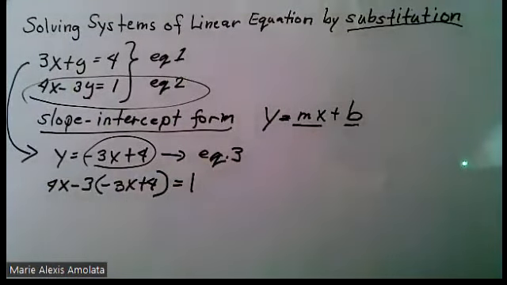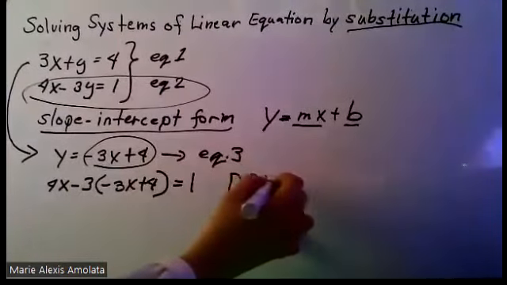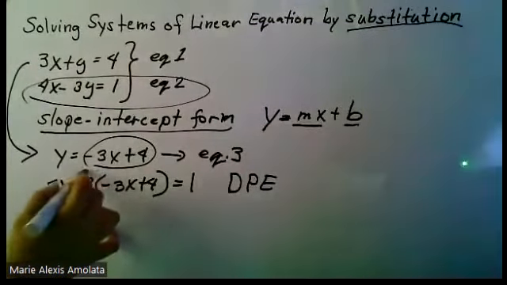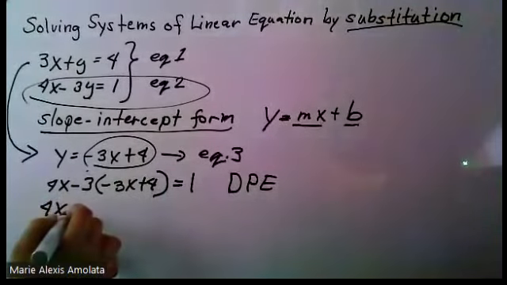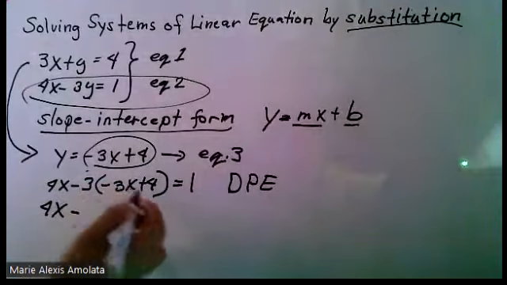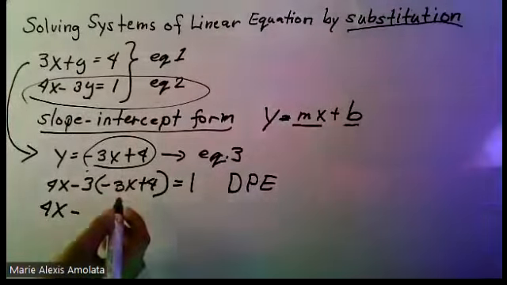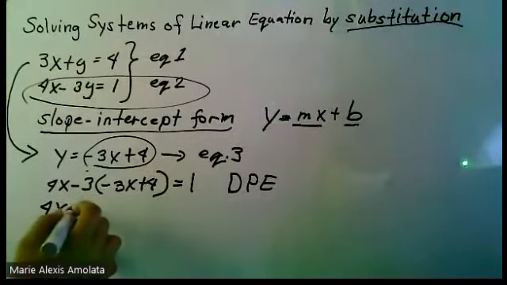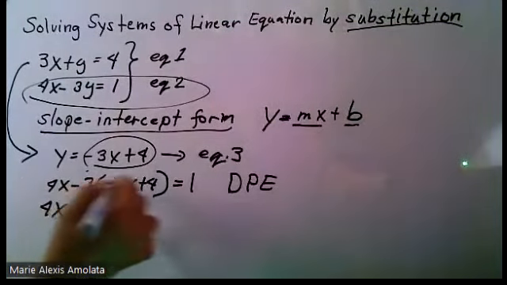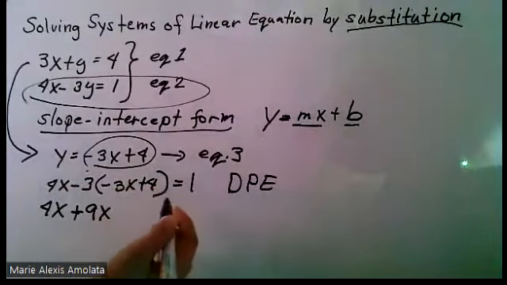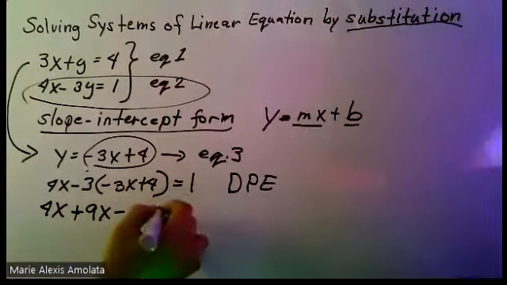Okay, now we're going to apply distributive property of equality. So, i-distribute natin yung 3 dito sa naka-parentheses. Okay, so copy lang, 4x. Negative 3 times negative 3x, that is going to be positive kasi ang rules in multiplication, like signs are positive. 3 times 3 is 9x. The negative 3 times positive 4, since it's different signs, magiging negative. Negative 3 times 4 is 12. Then equals to 1.